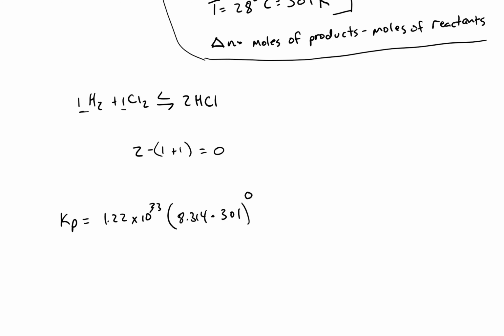Now back from algebra, anything raised to a power of 0 is just 1. So everything inside of these parentheses here is just going to reduce down to a 1. So Kp is equal to 1.22 times 10 to the 33. That all reduces down to 1, and that just gives us that Kp is equal to 1.22 times 10 to the 33.